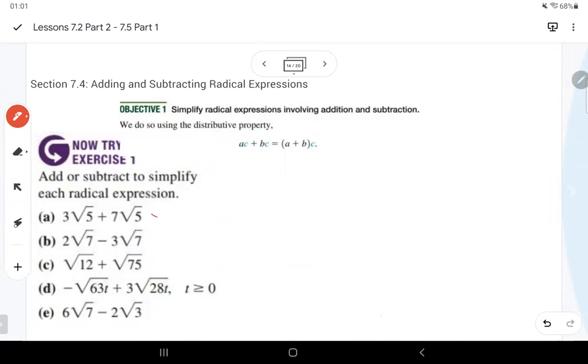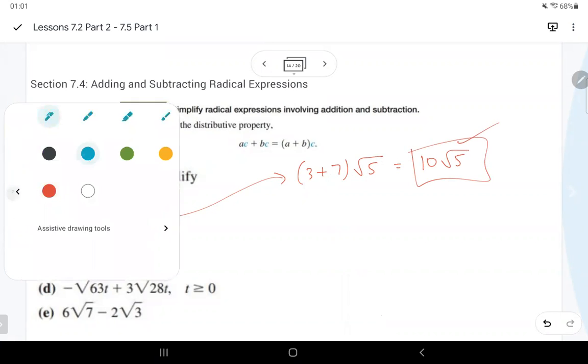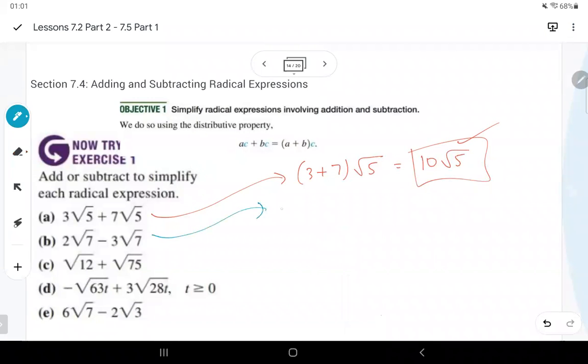And then we'll go ahead and do A. So we're going to pull 3 plus 7 out, square root of 5, and we will have 10 square root of 5, and that's it there. And then next one, we will do 2 minus 3 square root of 7. That will give us a -1. You can write the 1 or not write the 1. I'm not going to write the 1 because you guys should get in the habit of not doing that.